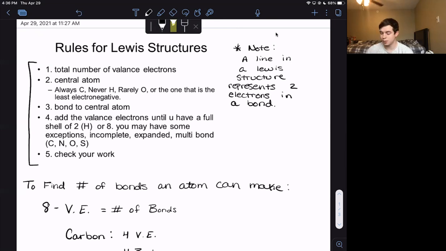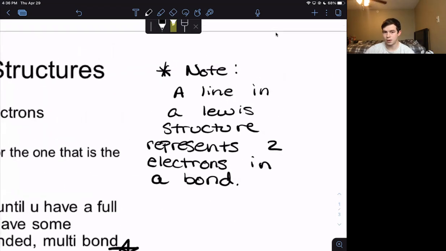The one you'll run into probably the most is this multi-bonding down here. So you'll see that a lot with all of these atoms. So carbon, nitrogen, oxygen, sulfur are very common, especially in biological systems. So you'll see them a lot. And then the last thing to do, as always, is check your work. And then I put a note up here in the top right.